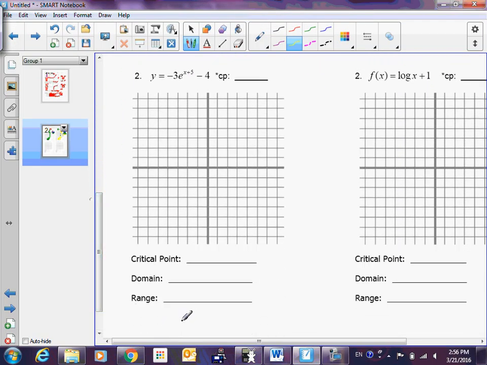Yes. So anytime, I'm going to have you guys try these next 2 on your own, and then we'll come back. Keep in mind, you're going to do horizontal shift first. Then, if there's a vertical stretch or reflection, you'll do that second. The vertical shift, up or down, is always going to be last.